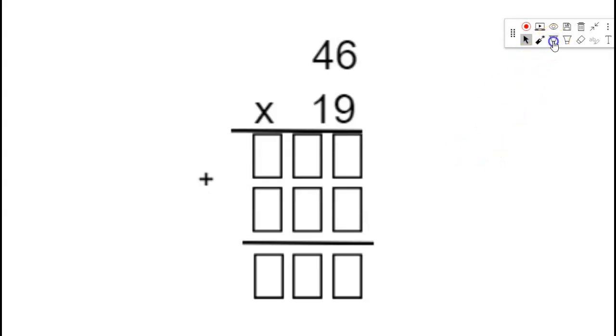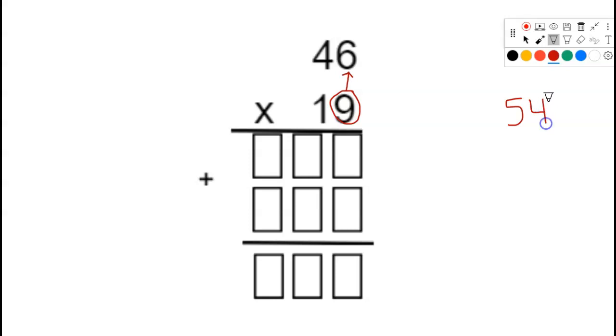Let's go over your math problems for today. The first one you had to solve was 46 times 19, another 2-digit on the bottom. So let's start with the first digit, which is a 9. And we're going to do 9 times 6. 9 times 6 equals 54.